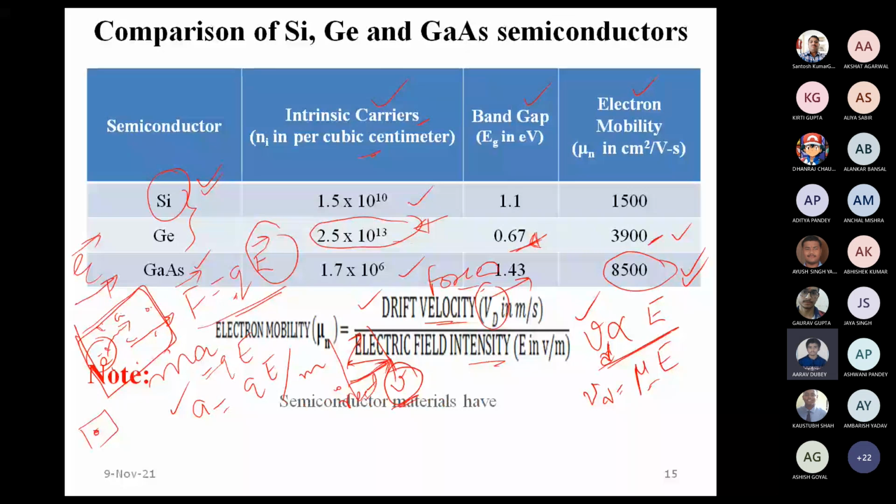One more important thing. Sir, among these criteria, which criterion is more important to select a semiconductor? Here we have three criteria: intrinsic carrier concentration, band gap, and electron mobility.